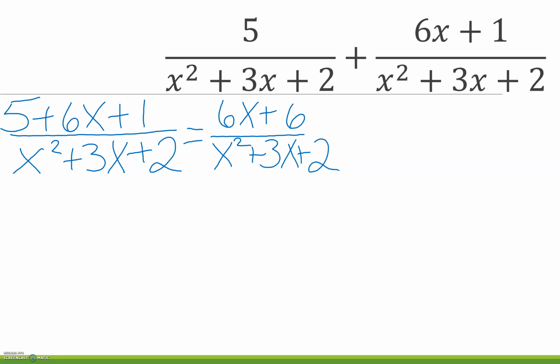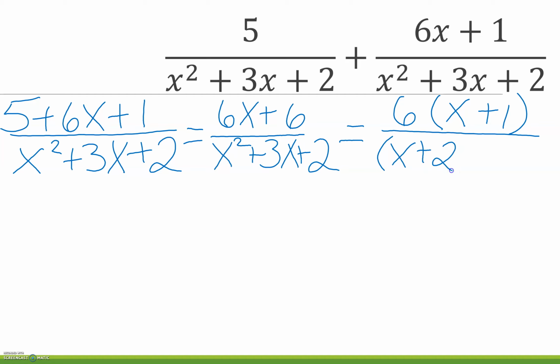Now at this point it doesn't look like anything could be factored out or simplified. Now I want to look at factoring it to see if that is possible. Looking at the numerator, they have a 6 in common, so I could factor out a 6. And so I'd have 6 times the quantity x plus 1. My denominator, x squared plus 3x plus 2, is going to be the same as x plus 2 times the quantity x plus 1.